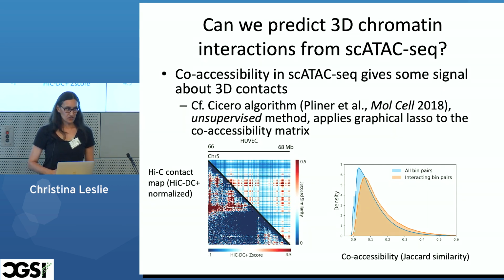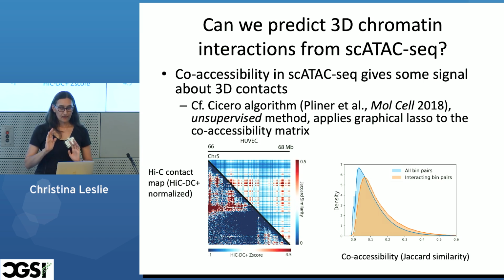Okay, can we predict the contact matrix from single cell ATAC? All right, so we're inspired by this older method called Cicero. It's very popular. You'll see people using Cicero quite a bit. And their idea is that if you have peaks that are co-accessible, they open and close together across single cells or across metacells, then maybe they're more likely to have an interaction in 3D between them, okay?